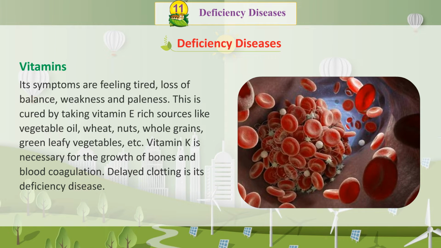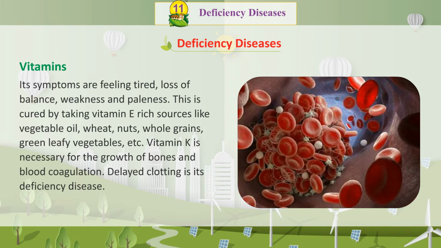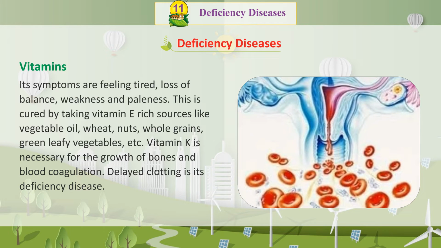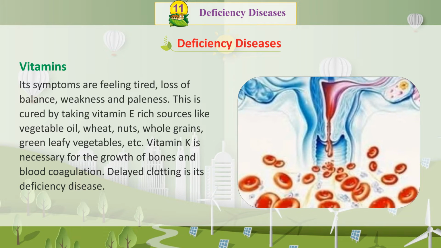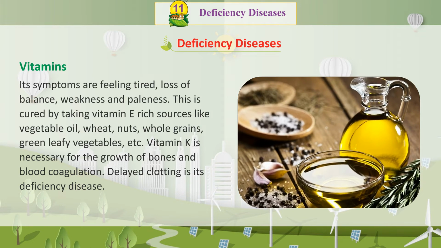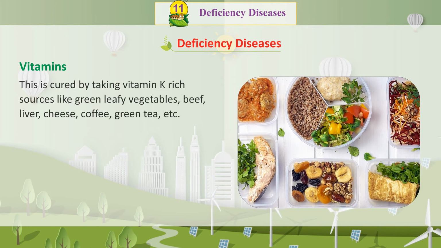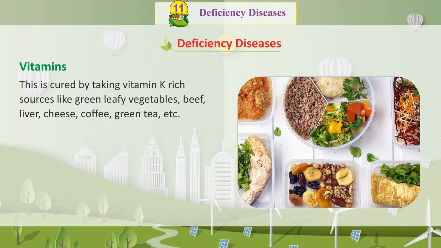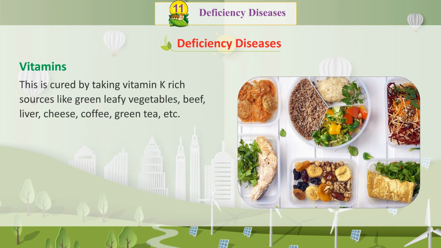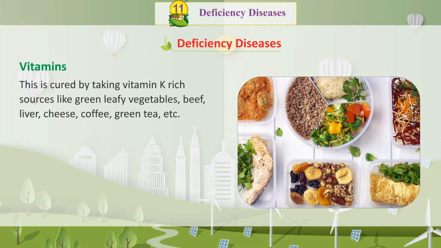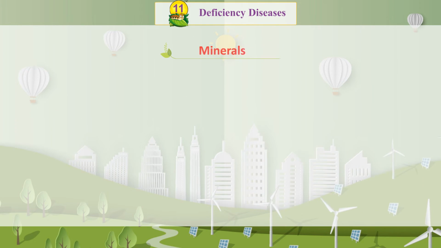Vitamin K is necessary for the growth of bones and blood coagulation. Delayed clotting is its deficiency disease. Symptoms are easy bleeding and prolonged clotting time. This is cured by taking vitamin K-rich sources like green leafy vegetables, beef, liver, cheese, coffee, green tea, etc.